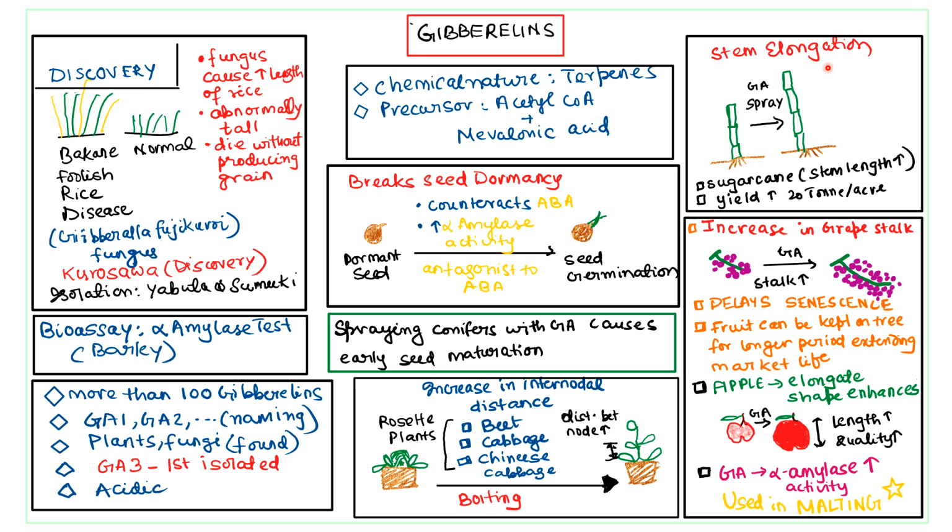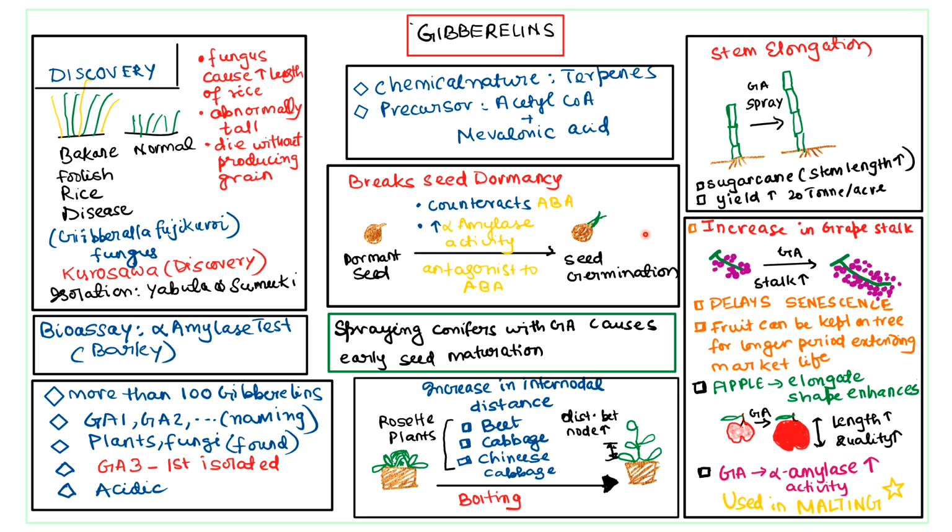The next example, which is also utilized commercially, is increasing the stem length in sugarcane. When you spray gibberellic acid on normal sugarcane, there is an increase in length. In Bakane disease also, the plants were abnormally tall, which was not required in case of rice, as we didn't get any grains. But in sugarcane, if the stem length is more, then definitely the yield will be more. A 20 tons per acre yield increase was found with the spray of gibberellin.